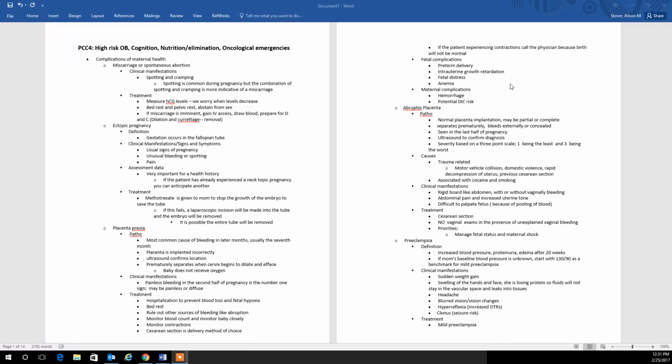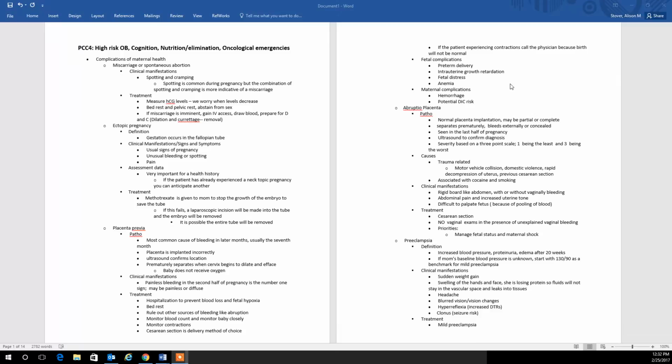In abruptio placenta, the placenta implants correctly, just maybe partially or completely. The placenta separates prematurely, which then bleeds. It's usually seen in the last half of pregnancy. Ultrasound will be needed to confirm the diagnosis. Causes could be trauma, illicit drug use, smoking, or previous C-section.